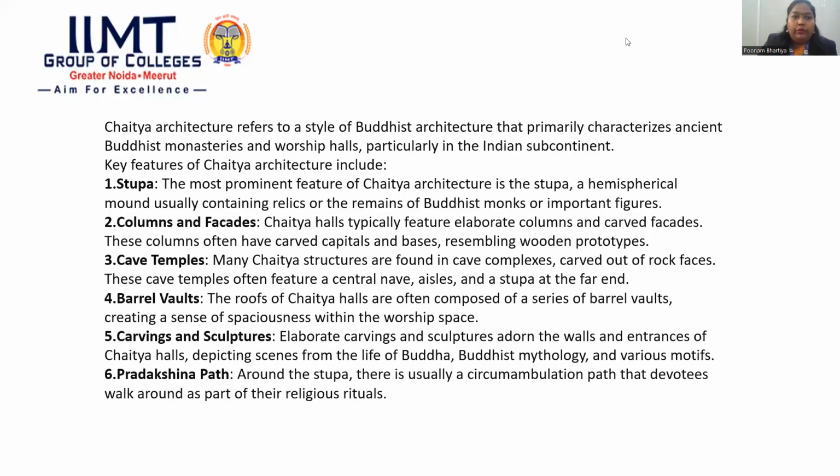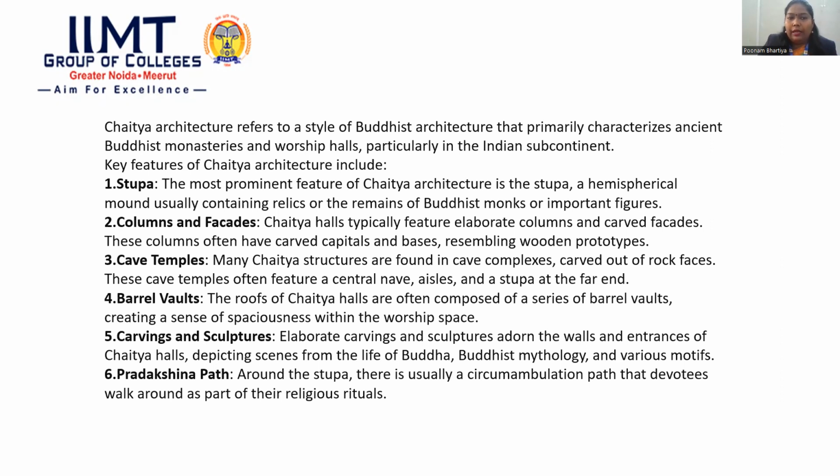Now come to the Chaitya architecture. It refers to a style of Buddhist architecture that primarily characterized ancient Buddhist monasteries and worship halls, particularly in the Indian subcontinent. So it is basically for the praying purpose in Buddhism. So there are different key features in Chaitya.